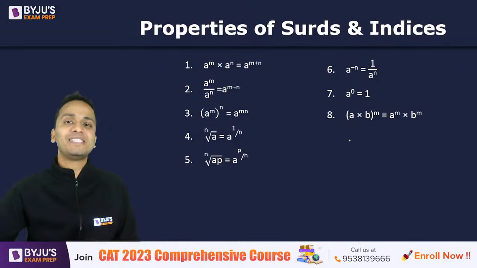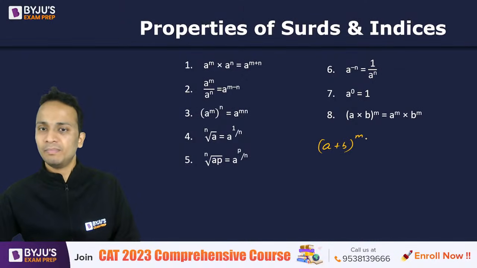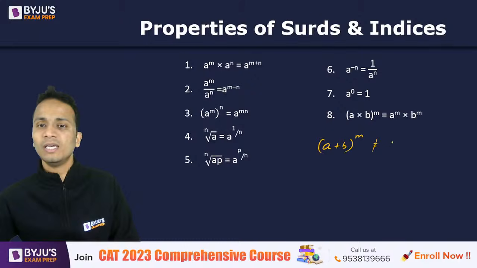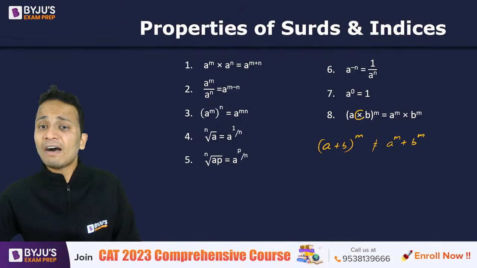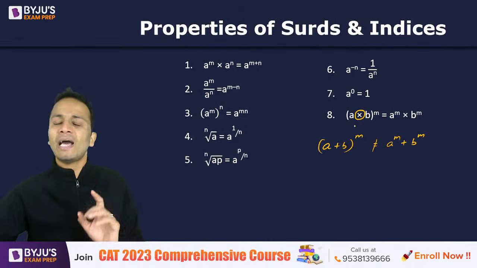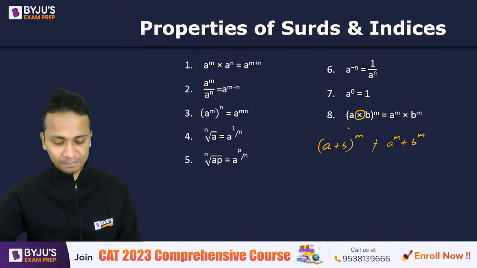Now, one common mistake that we commit here is, if I write a plus b whole raised to the power m, then this separation property does not help. It is not equal to a raised to the power m plus b raised to the power m. No, it is not. Okay, so careful. I have a multiplication sign, not an addition sign. Right? Be careful about this.